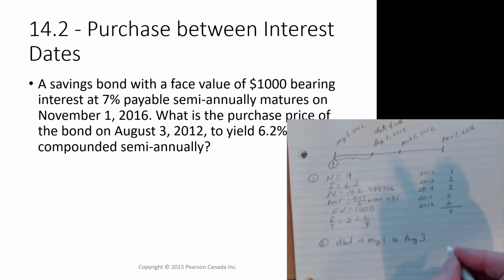Okay. And we're going to use our days between dates function in our calculator. Okay. And we see that that's 94 days. So the seller owned the bond for 94 days of that period. The seller is going to be entitled to its share of that next interest coupon payment. We also need to know the days between dates for the entire period.